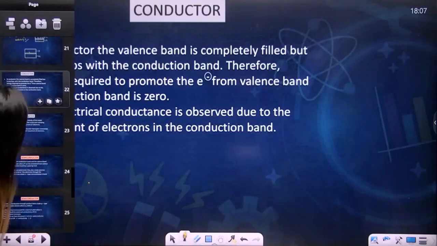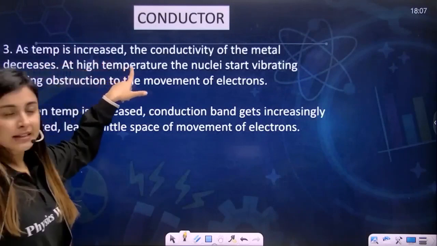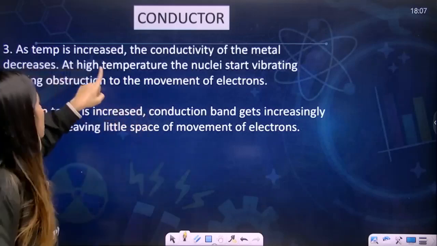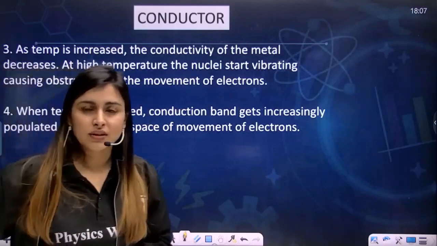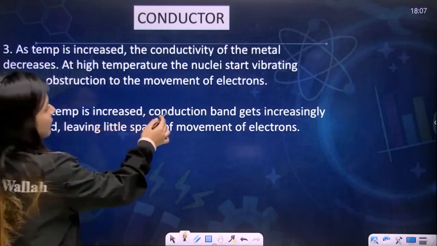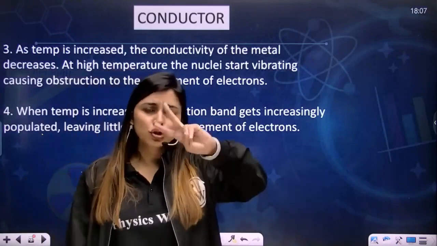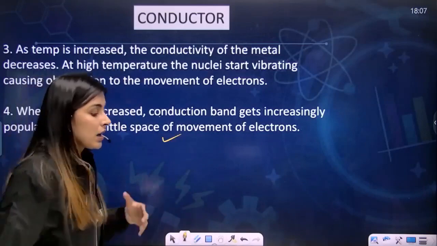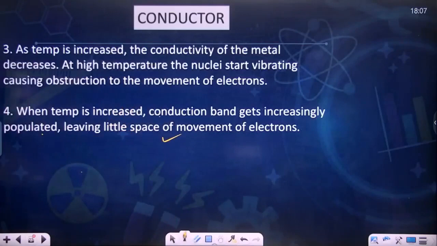Now just see. Next point. As the temperature is increased, the conductivity of the metal decreases. Why does it decrease? I gave you the reason. At high temperature, the nuclei start vibrating, causing obstruction to the movement of electrons. Either you can give this technical answer, or you can say that when you increase the temperature, the conduction band gets completely populated, leaving little space for movement of electrons. So there are two different reasons. You can use any reason. I generally give this reason because this makes you understand things very easily. Please write it down, then we'll move forward.